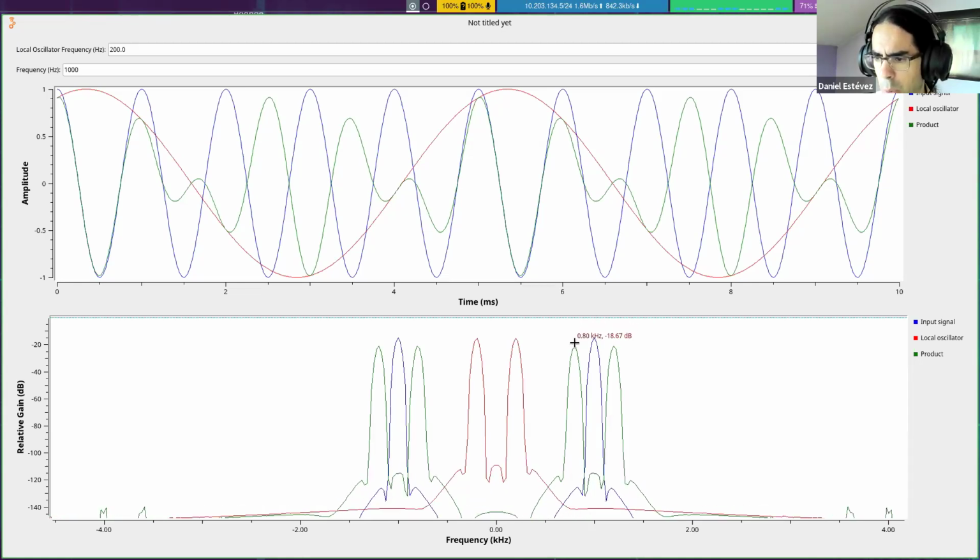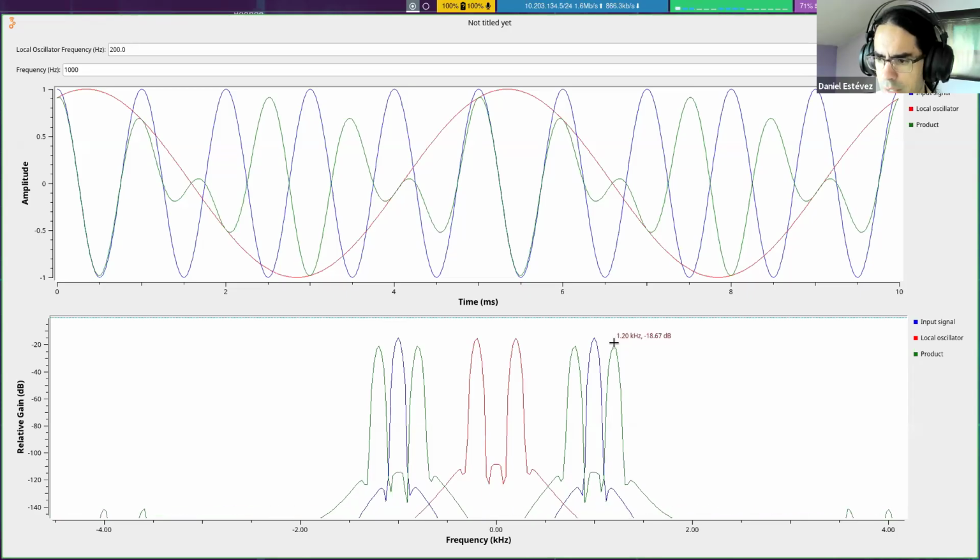And then why is this useful to us? Because what we wanted to do is to shift this thing in frequency. Well, we have kind of shifted it because, for example, we have this one. It's like a shifted copy of this thing.